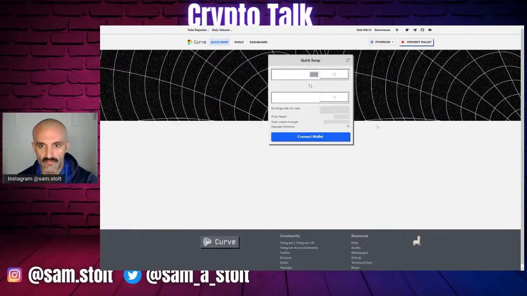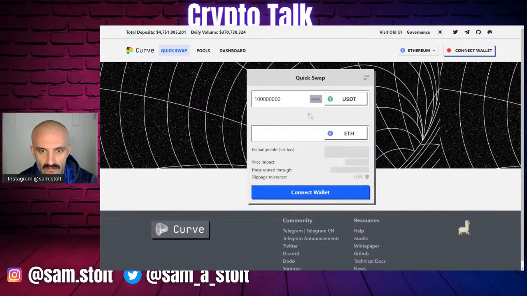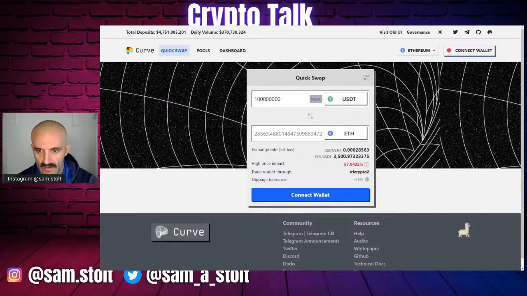This is what their front end looks like. And if you guys have questions about this, just leave them in the chat here. So this is obviously Tether. Say in here, to actually cause slippage, I think you'd have to do like 10 million. So this is 1, 2, 3, 4, 5, 6. This is 10 million, and the price impact is 57. So this is slippage here, 57%.